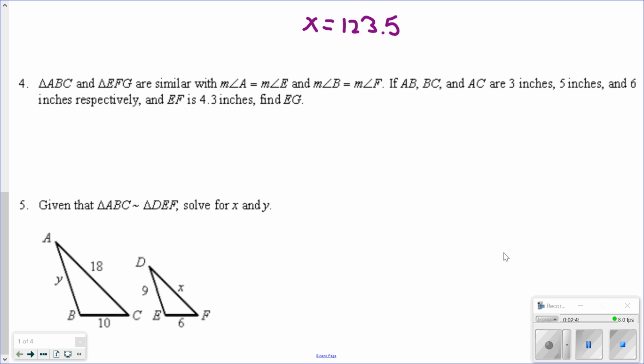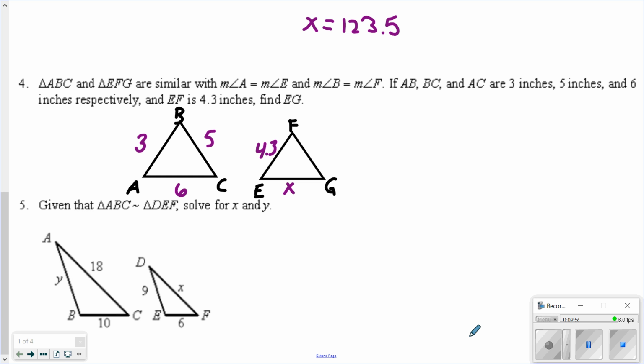Now, I don't have a picture here, and I don't know about you, but I am a visual person, so I need to see what's going on. So I'm going to pause the video for a second. I'm going to draw out this situation. So here is my diagram. So I want to solve for x, which is the length of EG here.